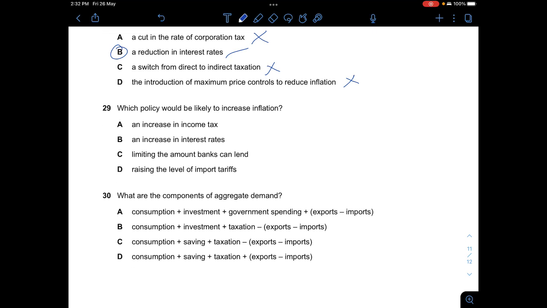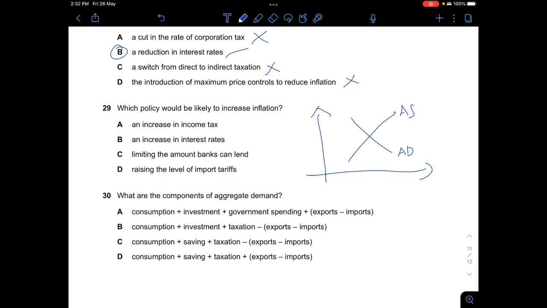29, which policy will be likely to increase inflation, so increasing the price level? So like I said just now, which is the complete opposite, you need to have your AS curve shift to the left and your AD curve shift to the right. Both of them will be possible to increase the price level. So here we see which one will be possible.